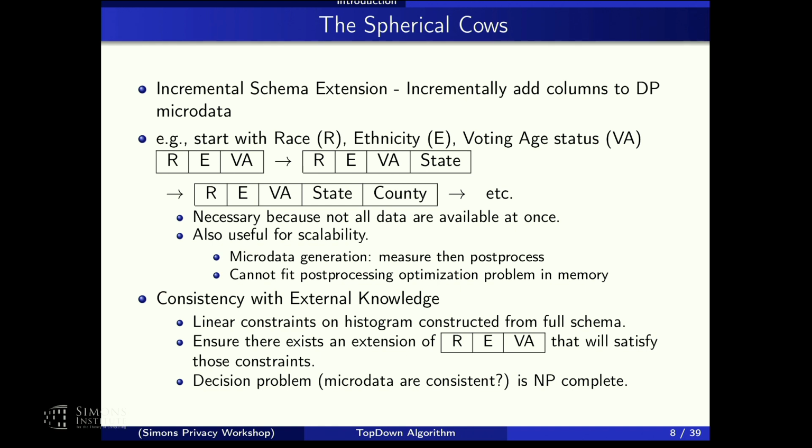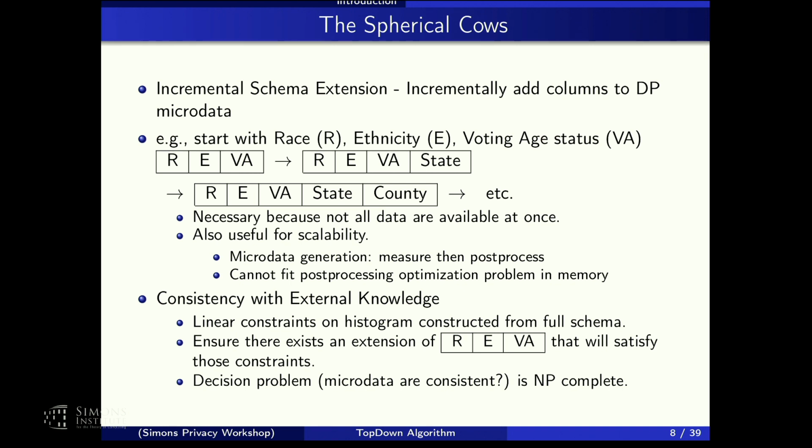So for example, suppose we start with a table. We create just national statistics about race, ethnicity, and voting age status, whether someone is voting age or not. Later on, we can tack on the state attributes. So for all of these differentially private people, we add a state, and then later on we add a county to them, and so on. This is the kind of problem that we're trying to solve.